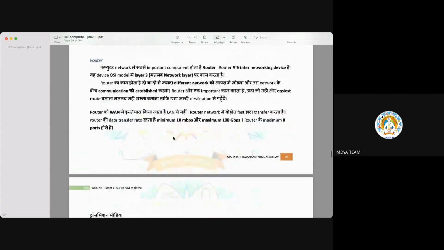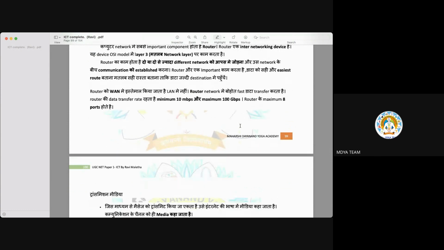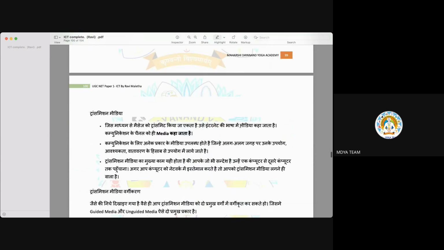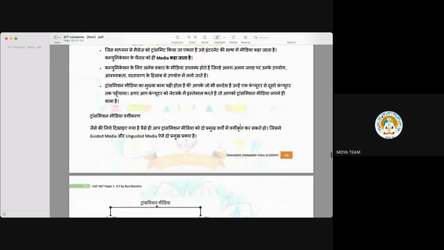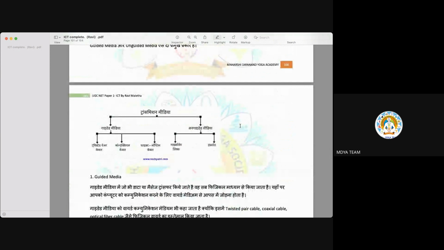Speed is also given here. Minimum it is 10 Mbps and maximum it is 100 Gbps. And here the router is having a maximum of 8 ports. So 8 systems can be connected to this device.